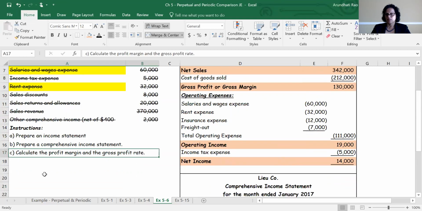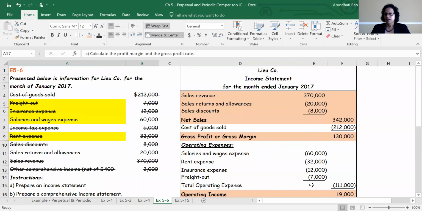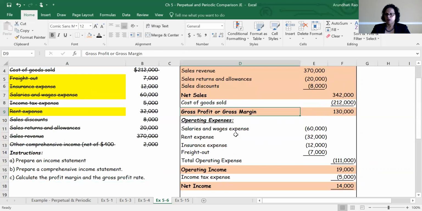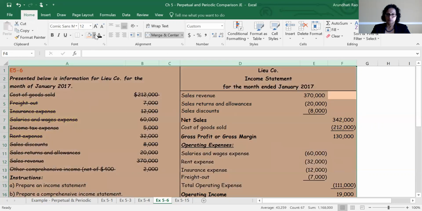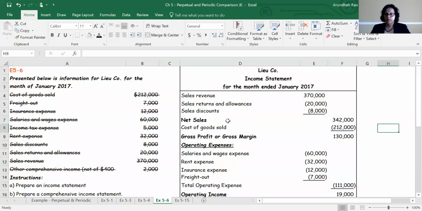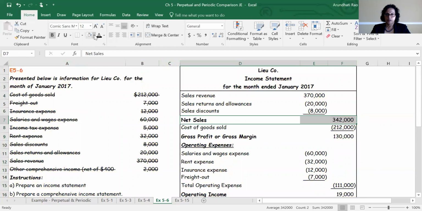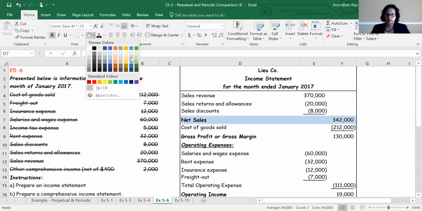Now, in the last part, they've asked us to calculate the profit margin and the gross profit rate. Here, what we're looking at is they want to know for every dollar in sales, how much did we make in profit? And there are two profit numbers, as you've seen, the gross profit number and the net income number. These are both profit numbers. So I'm going to take off the highlights over here so we no longer have that. Okay. So this number, I need to highlight this number now because that's the one I'm concerned with.